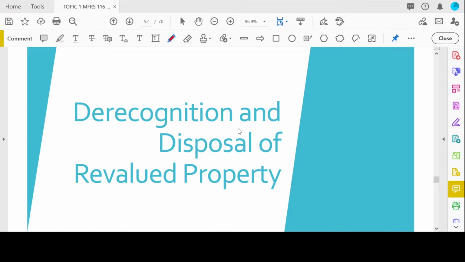Okay, now let's look at derecognition and disposal of revalued property. The basis for derecognition and disposal of PPE will be the same, where we are going to remove both the asset account and any account related, which is accumulated depreciation. We are going to remove everything when we dispose the asset. But the focus here is revalued property. What else do we have to do for the derecognition and disposal of revalued property?